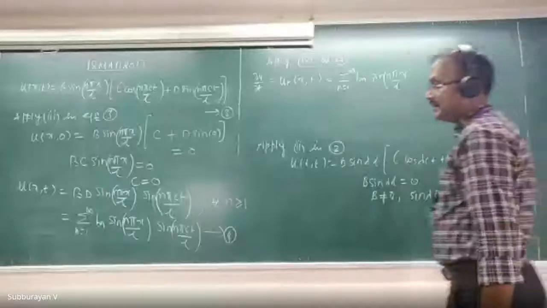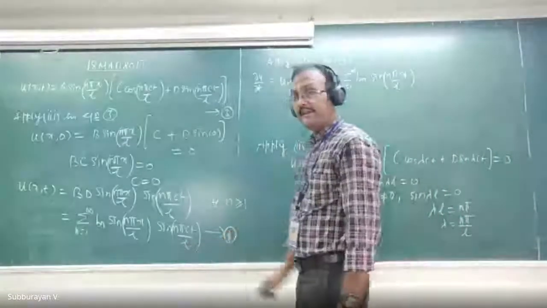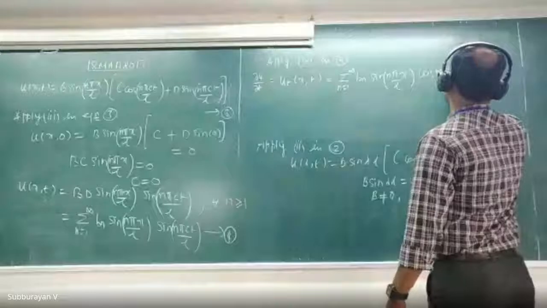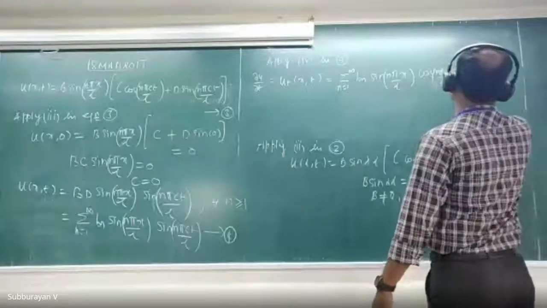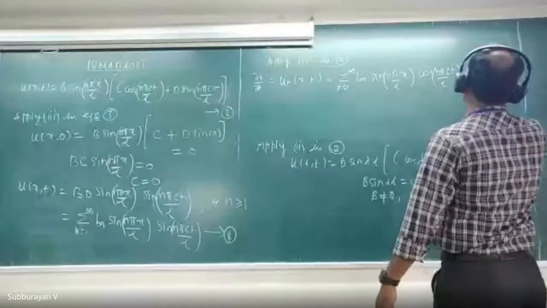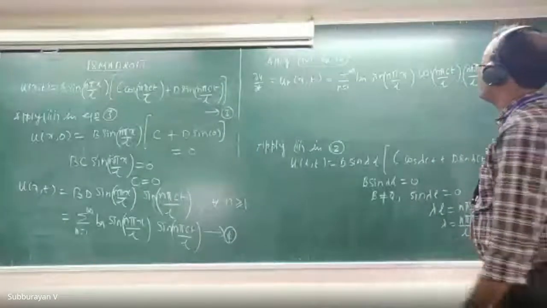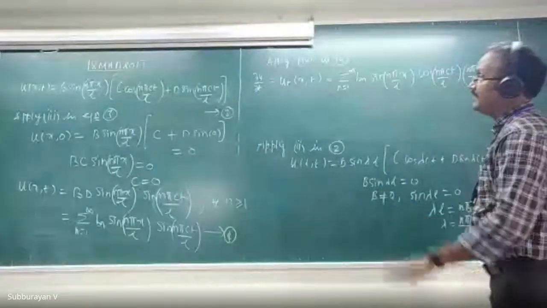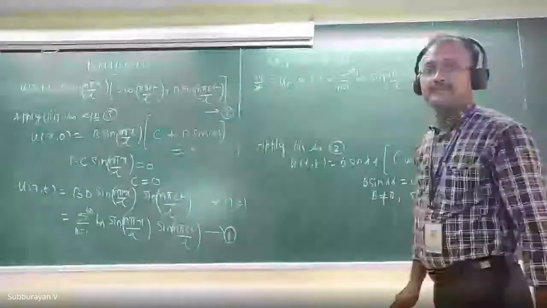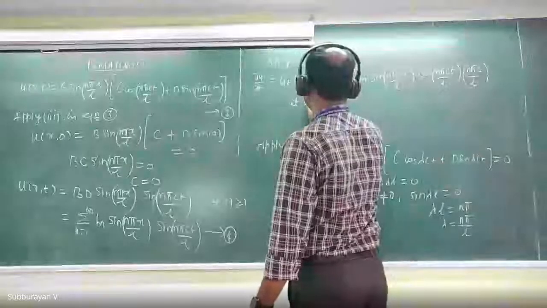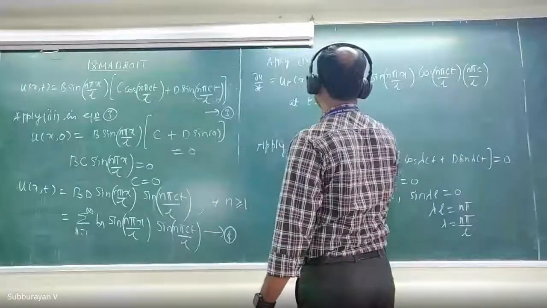If I differentiate the sine function with respect to t, then I will get cos(n pi ct / L) into n pi c divided by L. Fine. See, this is a derivative. In this derivative, we should substitute t equal to 0. At t equal to 0, what we will get?